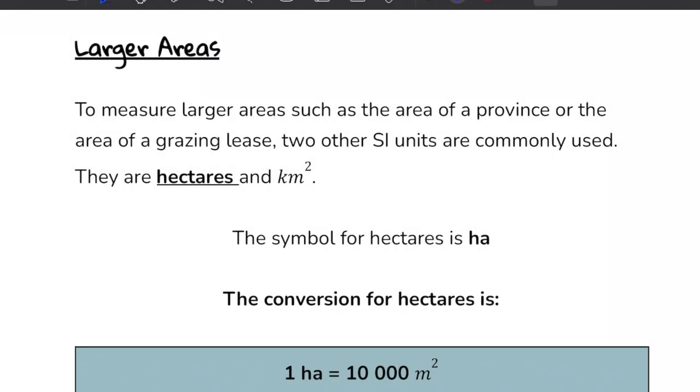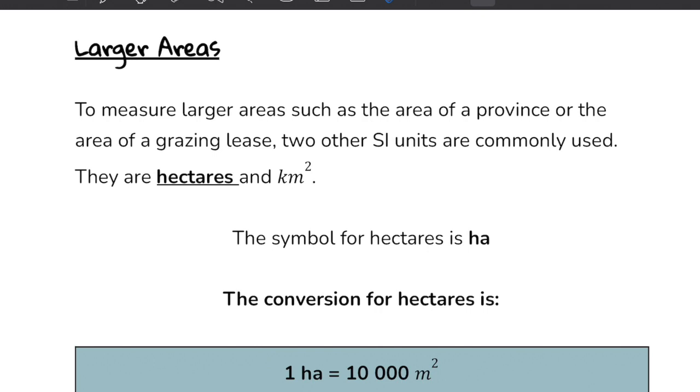In this video, we're going to continue our work converting units of area, but we're going to focus on units that represent larger areas. To measure larger areas, such as the area of a province or the area of a grazing lease, we use two metric units. One is the hectare, and one is square kilometers. The symbol for hectares is HA, and of course we've already been exposed to the symbol for square kilometers, and it's just kilometers with a 2 at the top.